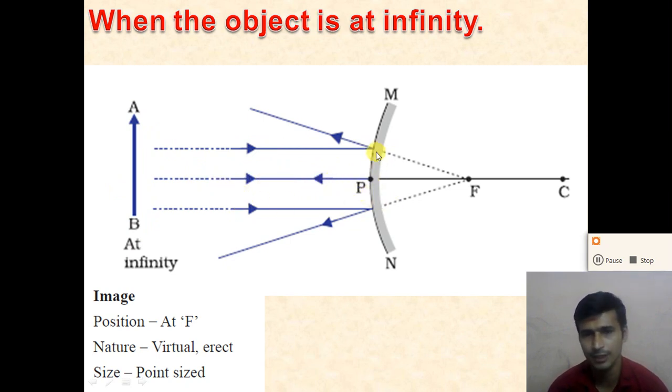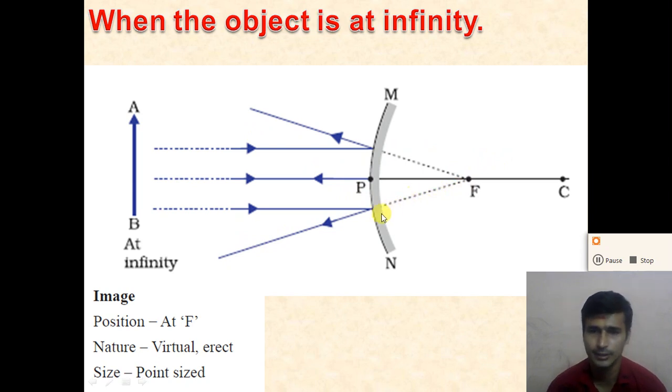After reflection, all the rays are reflected in a direction such that they appear to pass from the principal focus. So the rays that are reflected from here will appear as if passing through the principal focus.